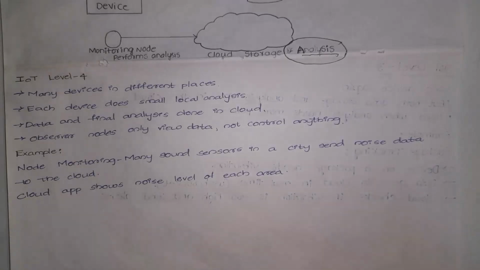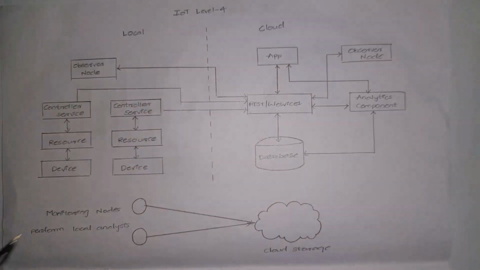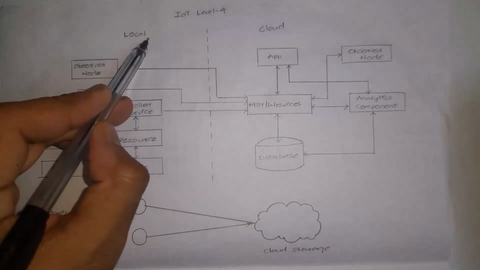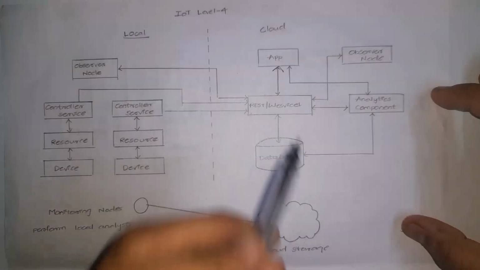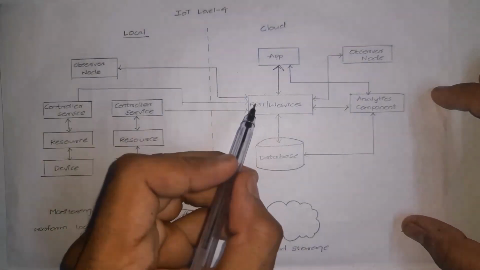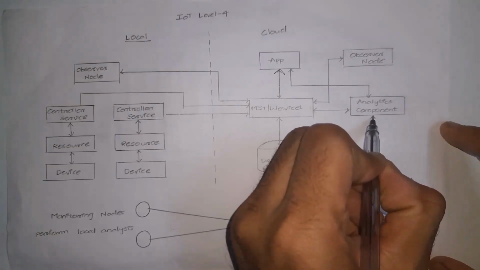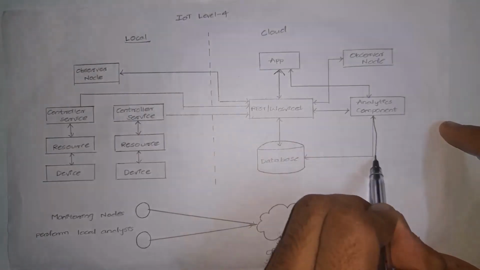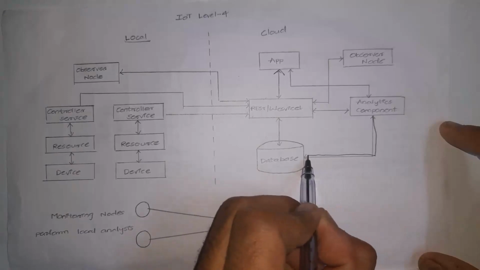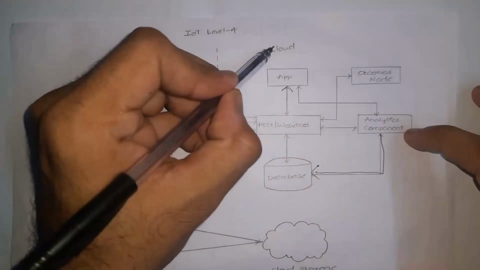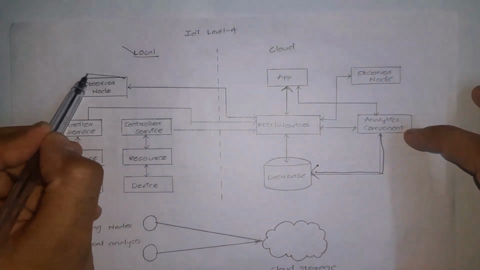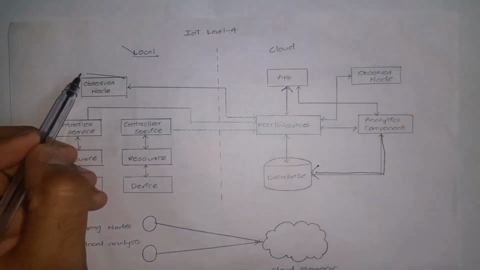So this is the diagram. There are so many IoT devices. Each IoT device contains controller, resource and device, so locally, meaning in the device itself. All these IoT devices are connected to application and database by using REST or WebSocket based communication models. Analysis is done by using cloud. So the analysis part is connected to the database, where the database will store complete data. Guys, in local and in cloud, there is an observer node. This observer node will not do anything. The name itself is observer. It will just observe data, that's it.